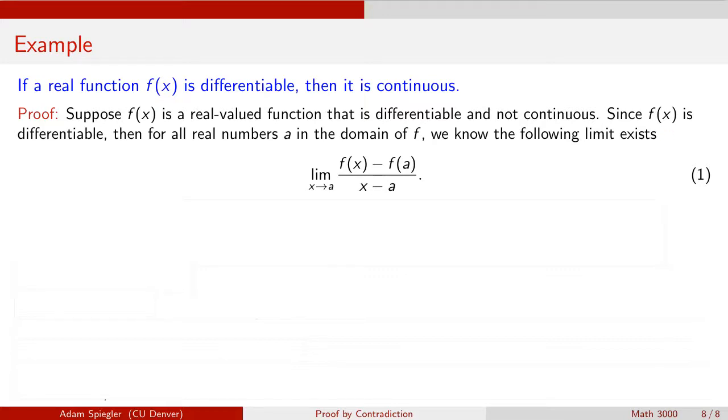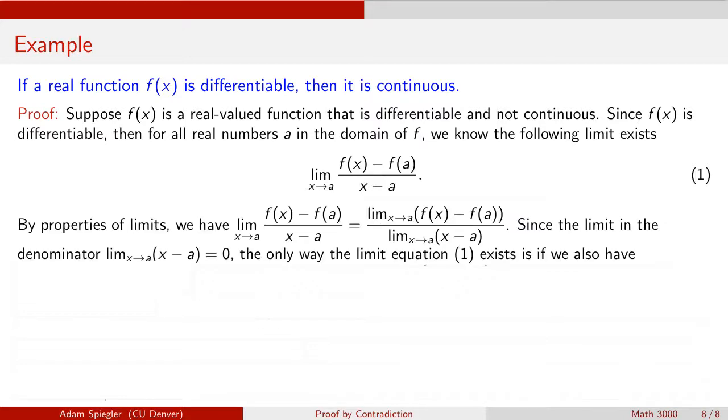So if we assume f is differentiable, then we know that this limit of this difference quotient has to exist. And looking at this quotient, we could use properties of limits that you may recall from calculus that says we can break this up. And now if this limit exists, the only way this could exist, notice on the bottom, this limit approaches 0. So the only way a limit which has a 0 in the denominator exists is if the limit in the numerator also approaches 0.